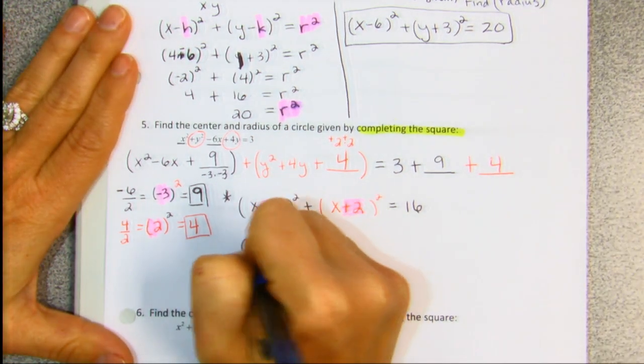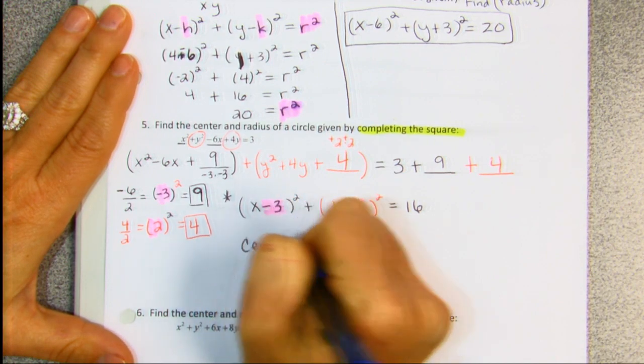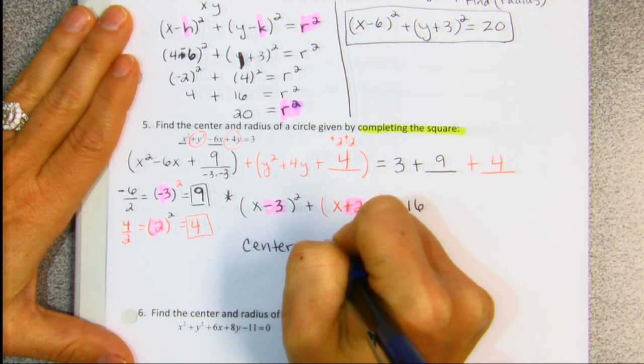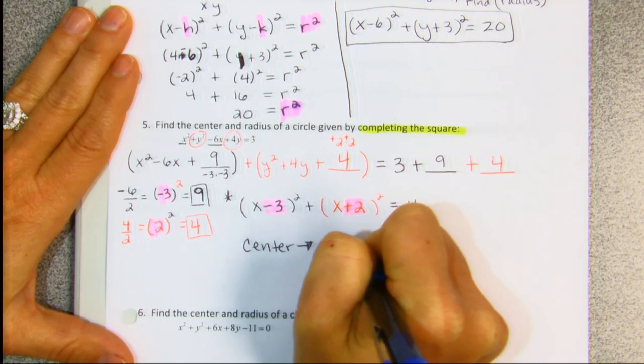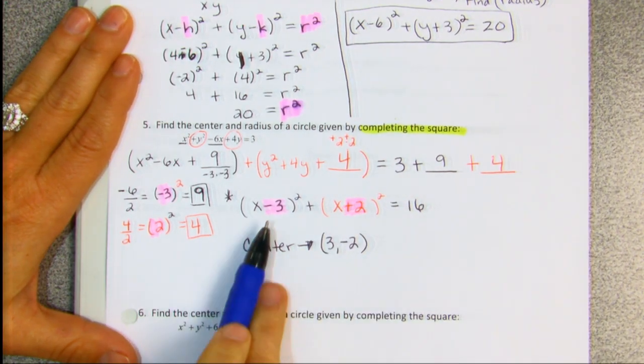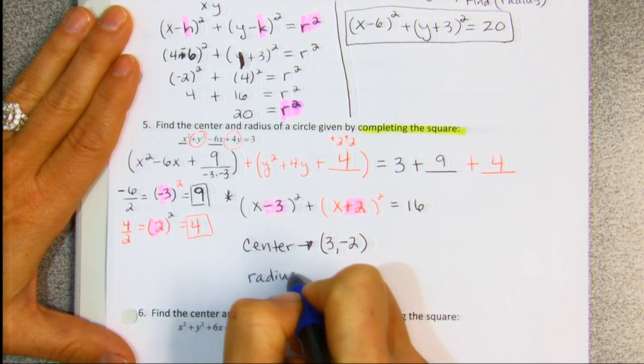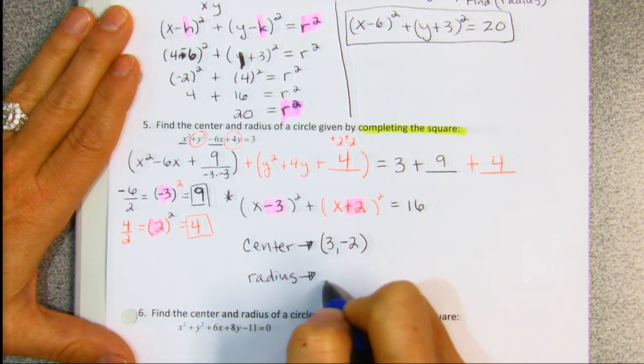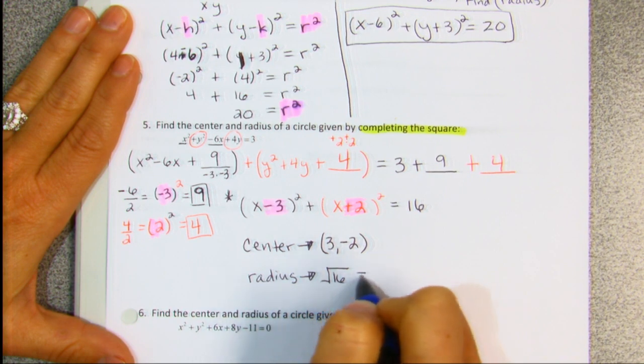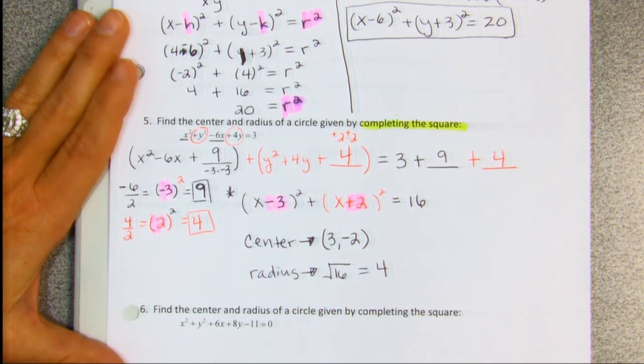So my center is what? 3, -2. Right? A +3, -2. Take your opposite signs for your center, and your radius is what? 4. Right, it's 4. It's because we're taking the square root of 16, which is 4.